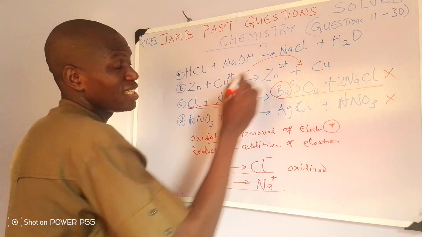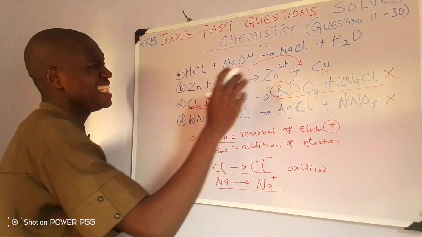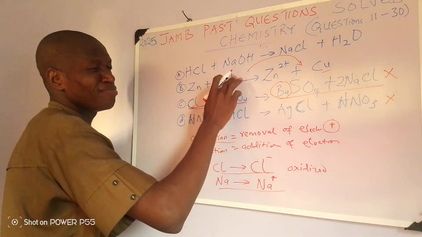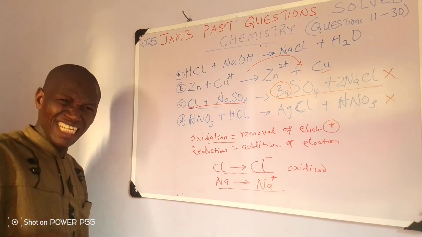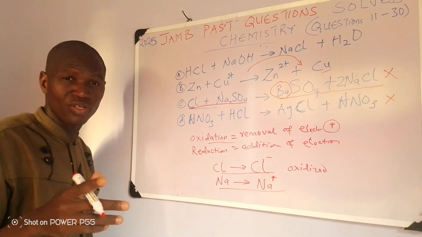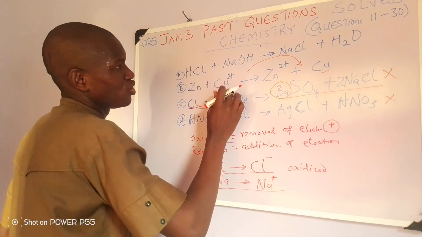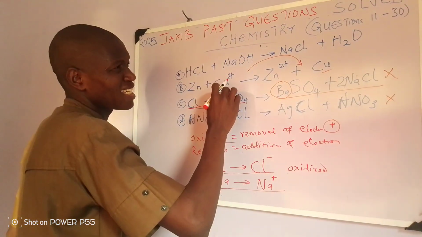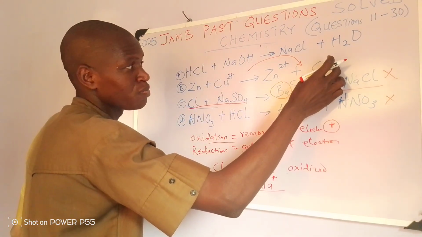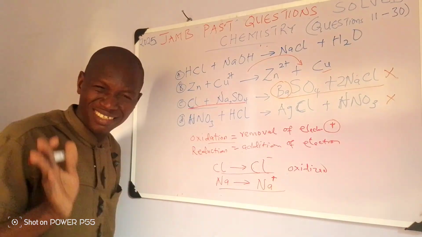Zinc has now donated and copper has gained. So in this case, copper has been reduced because it gained electrons. I told you gaining means reduction. Giving means oxidation. So in this reaction, copper has been reduced. Copper 2 ion has been reduced to copper atom. Meanwhile, zinc atom has been oxidized to zinc ion.